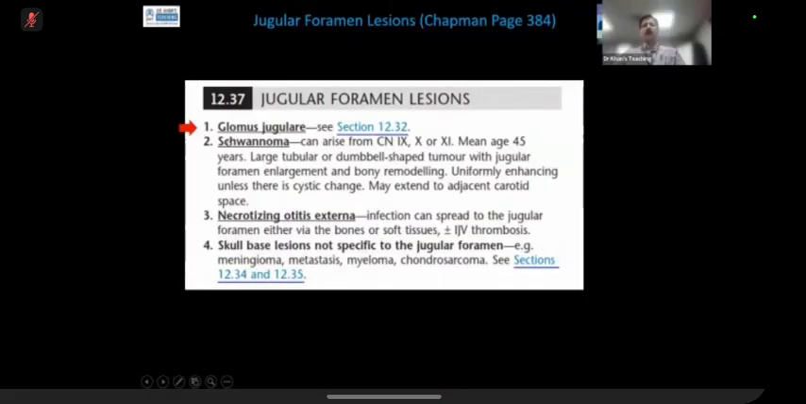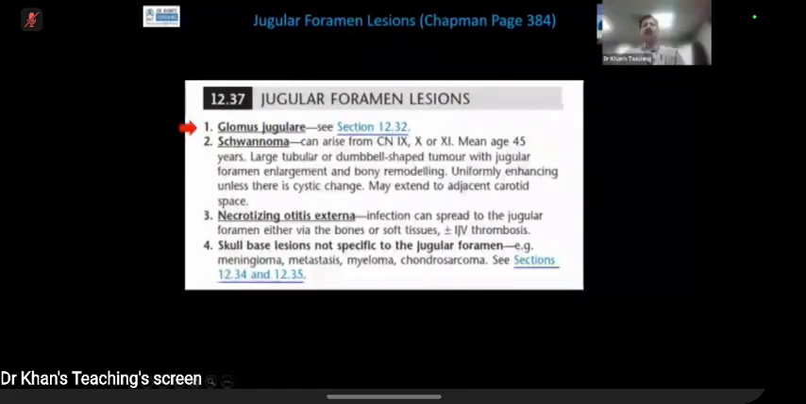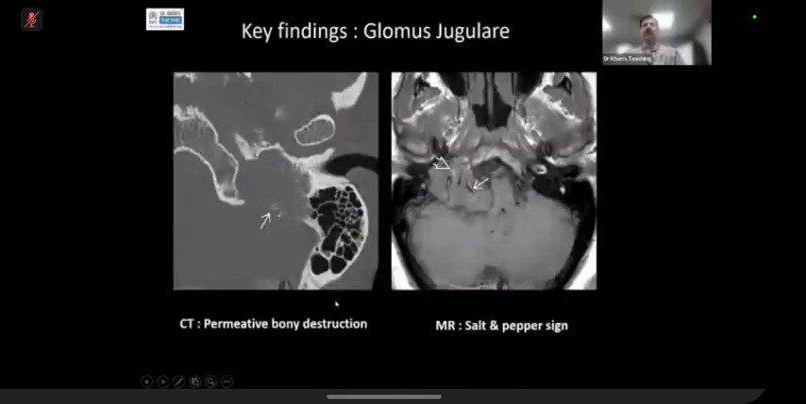because of permeative bony destruction, you can discriminate it from a schwannoma, because there can be schwannomas of the 9th, 10th and 11th nerves passing through the jugular foramen, and they can also enhance, but they will cause expansion of the bone. They will not cause permeative bony destruction. On a CT scan, that is the key to differentiate it from a schwannoma.